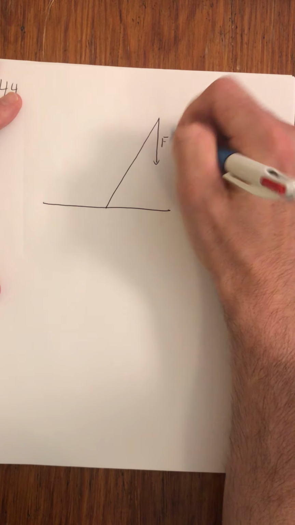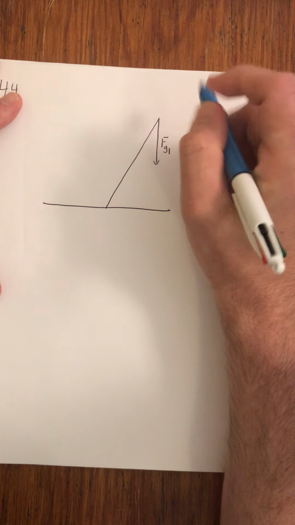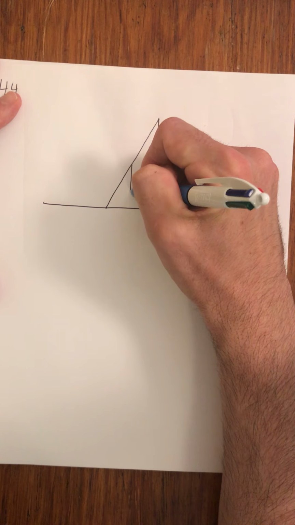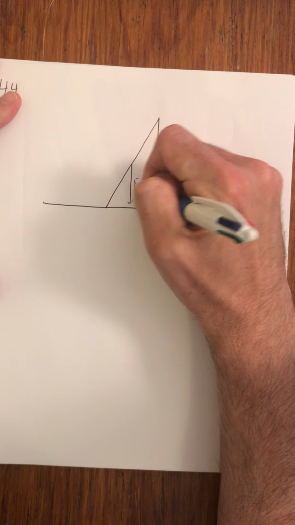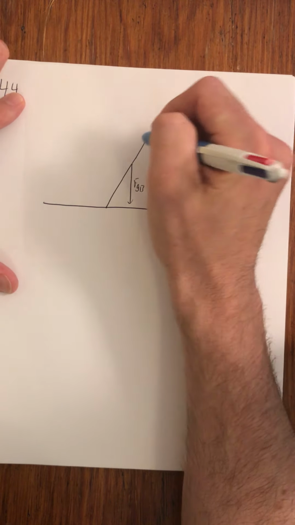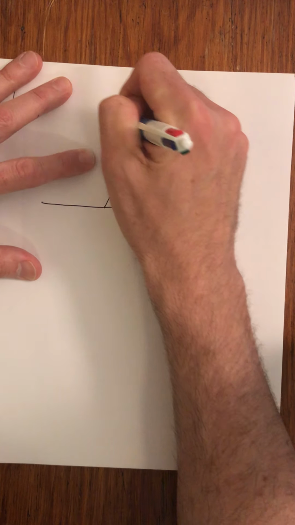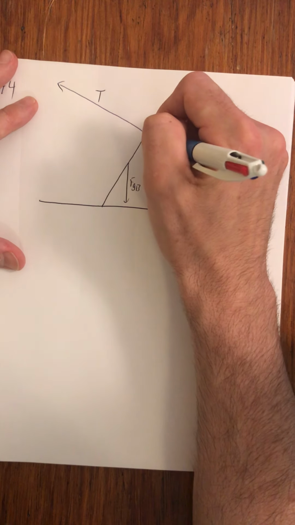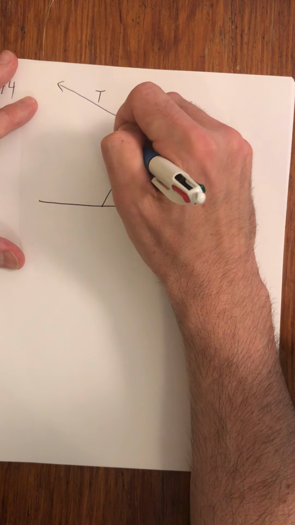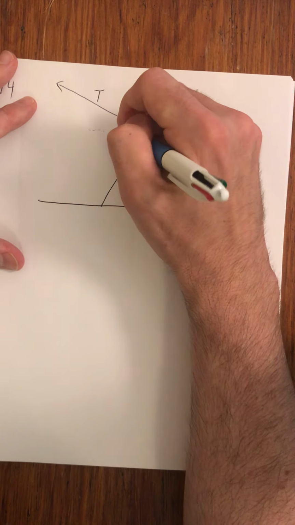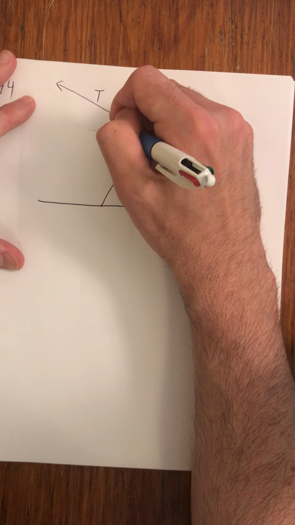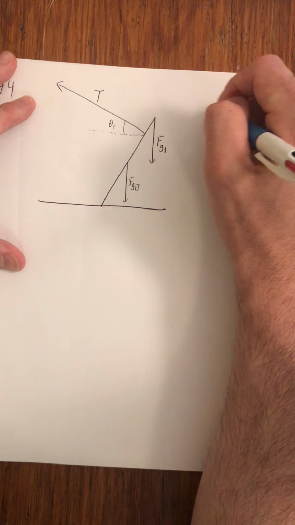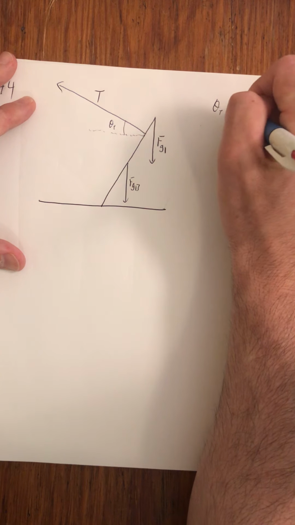I'm just going to call this mass 1, so I'm just going to call that FG1. We know from the center of the boom is going to be FG of the boom. And we know that there's a tension that is pulled off in this direction here. And we know that this angle here is 25 degrees. So I'll say theta t, and I'll just say over here theta t is 25 degrees.